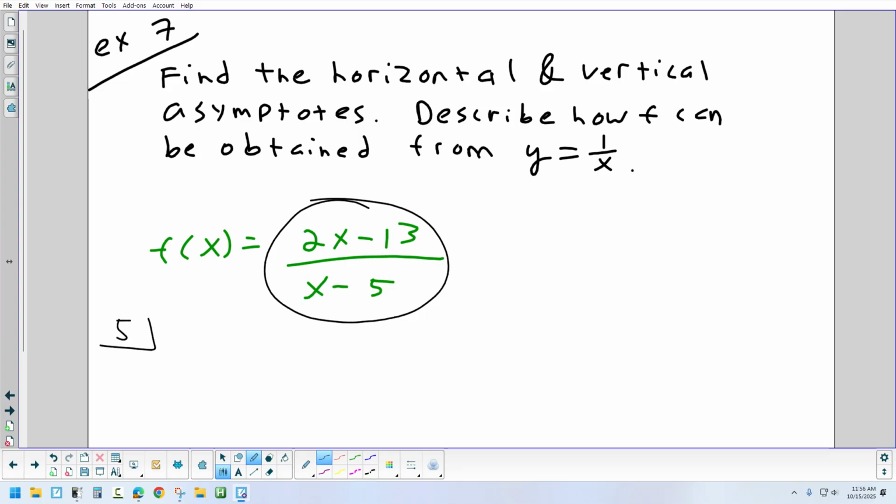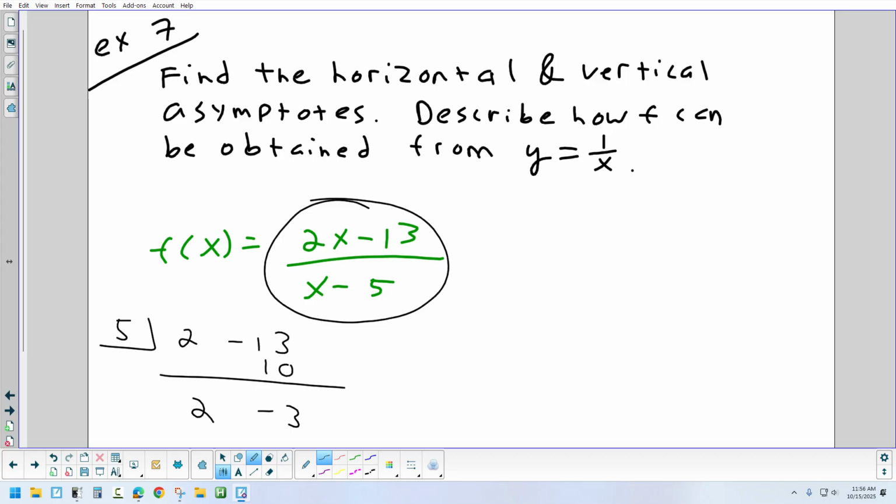So we'll put the 5 on the outside. 2 and negative 13 are going to go on the inside, and it's a very quick synthetic division problem. Bring down the 2. 5 times 2 is 10, and negative 13 plus 10 is negative 3.